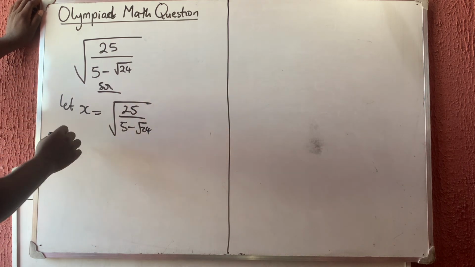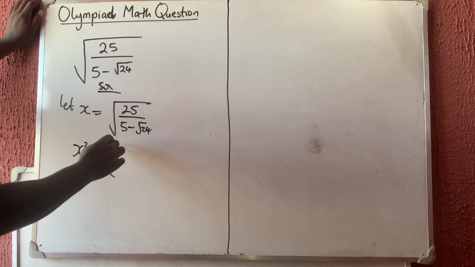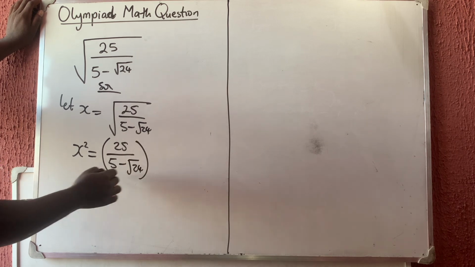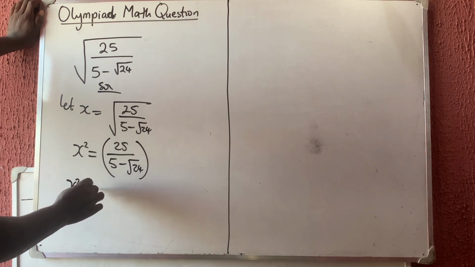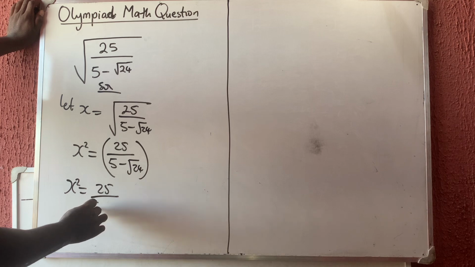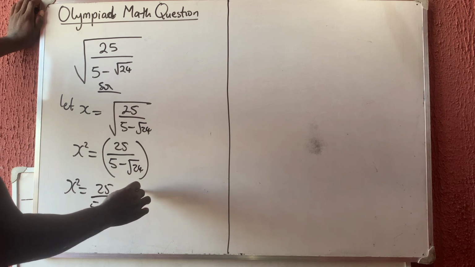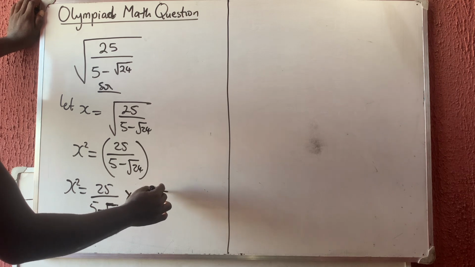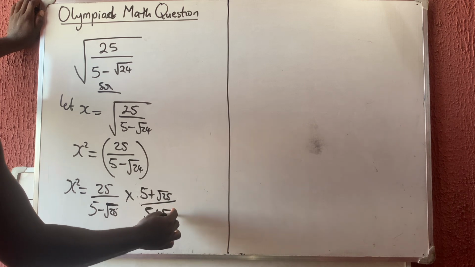Now, if we square both sides, I'm going to have that x squared is equal to 25 over what? 5 minus root 24. Okay, so now let us rationalize this place. So therefore, x squared is equal to what? 25 over 5 minus root 24, right? Times 5 plus root 24 over 5 plus root 24.